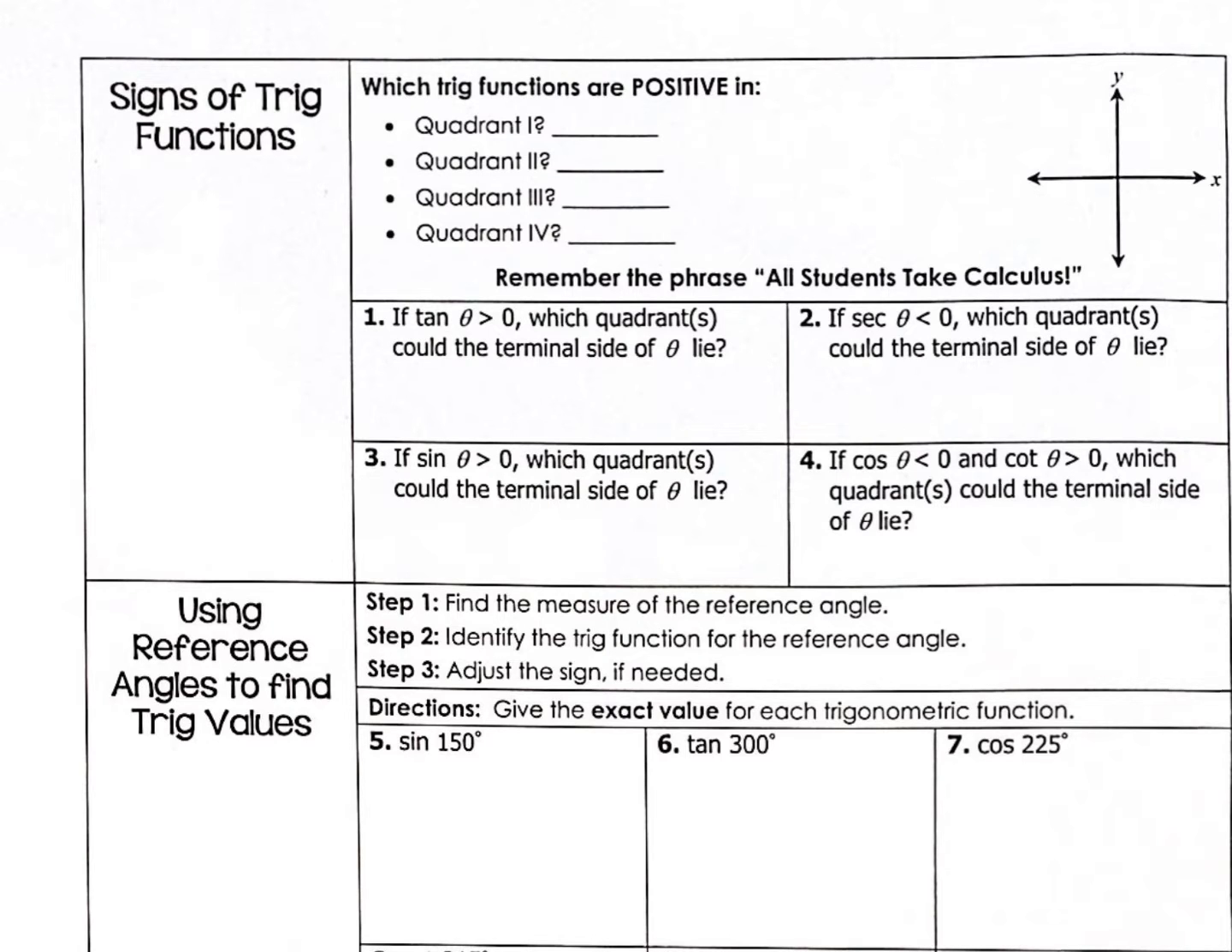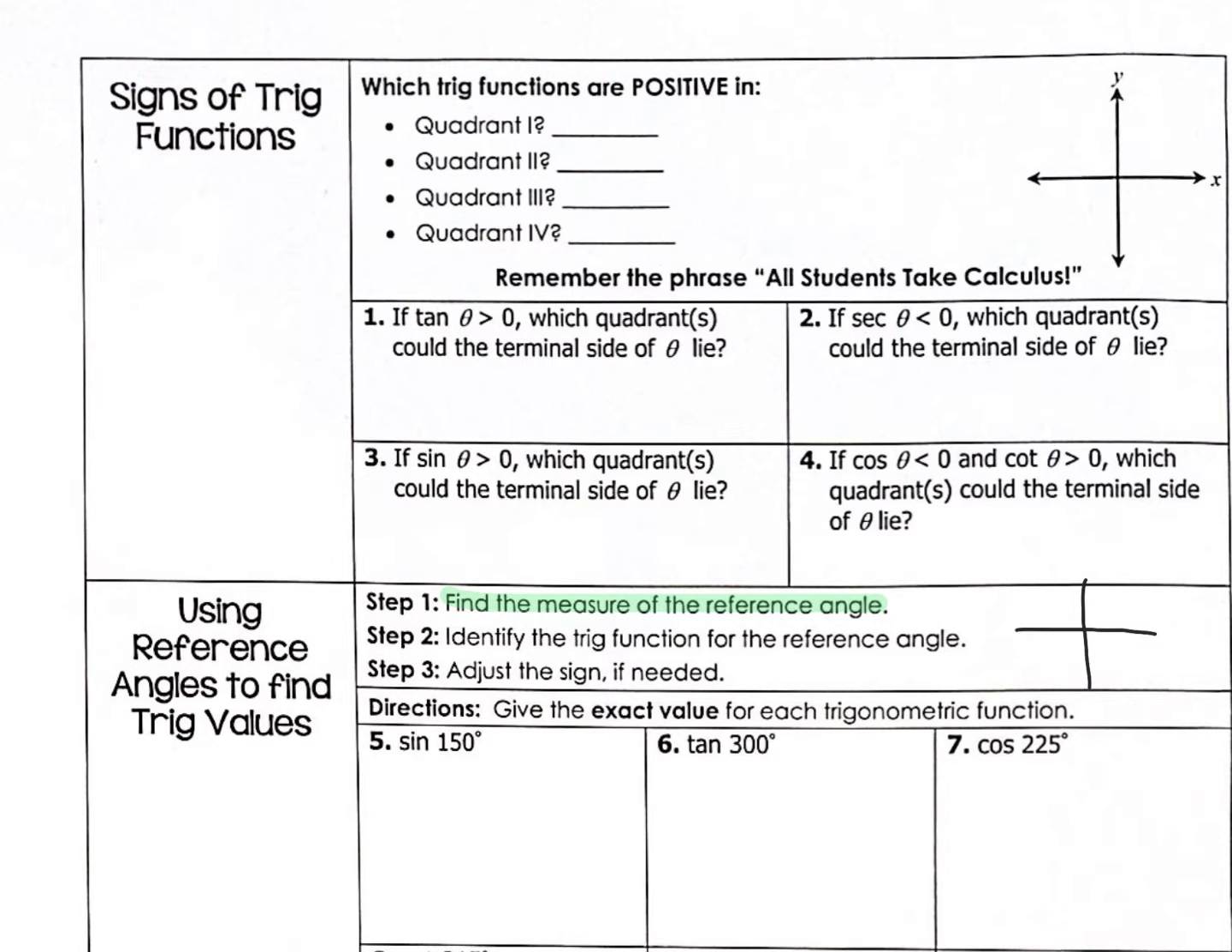Anyway, today we are going to focus on using reference angles to find trig values: sine, cosine, tangent, and any of the reciprocal functions. A couple things are important. Thing one, you are going to find the measure of the reference angle. In order to do that, you're going to need to put that angle on the coordinate grid.